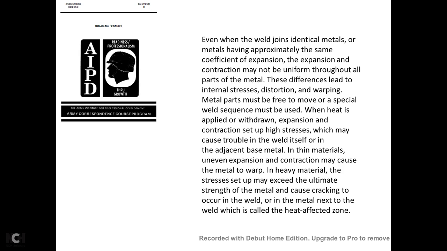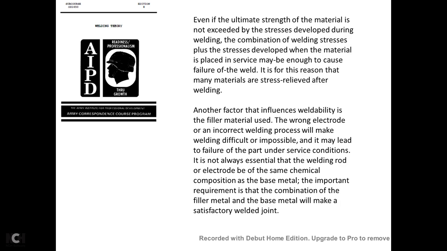Metal parts must be free to move, and special welding sequences must be used. The heat applied, with its expansion and contraction, sets up high stress, which may cause trouble in the weld itself. In the adjacent base metal, uneven expansion and contraction may cause the metal to warp. In heavy materials, the stress set up may exceed the ultimate strength of the metal and cause cracking to occur in the weld or in the metal next to the weld, which is called the heat affected zone.